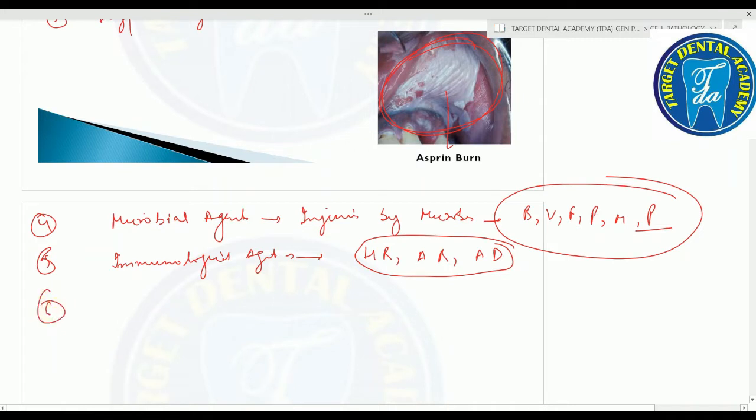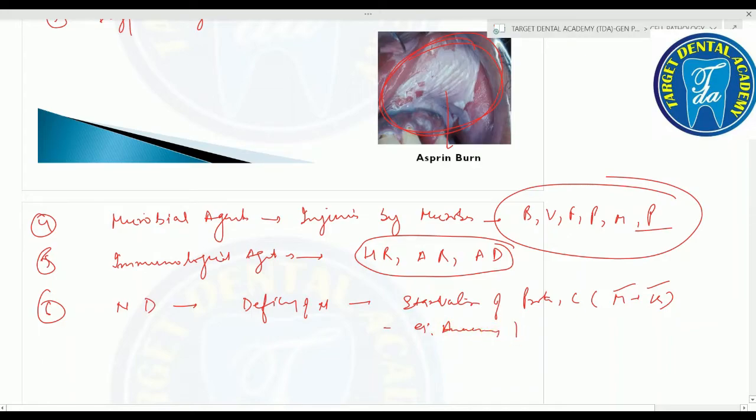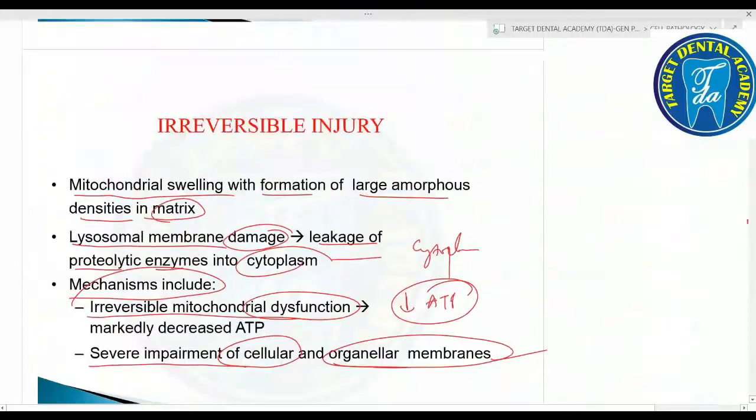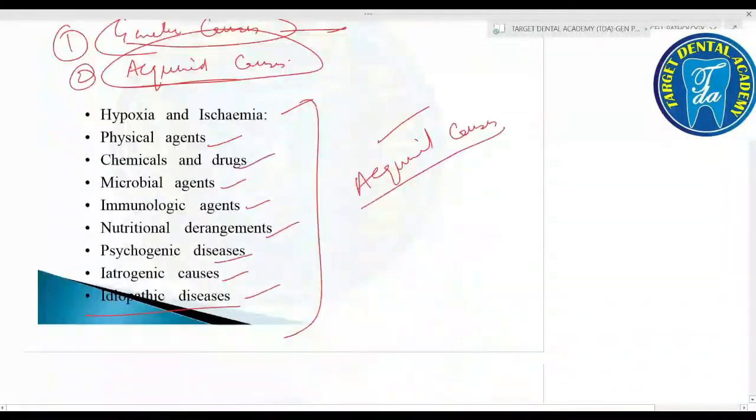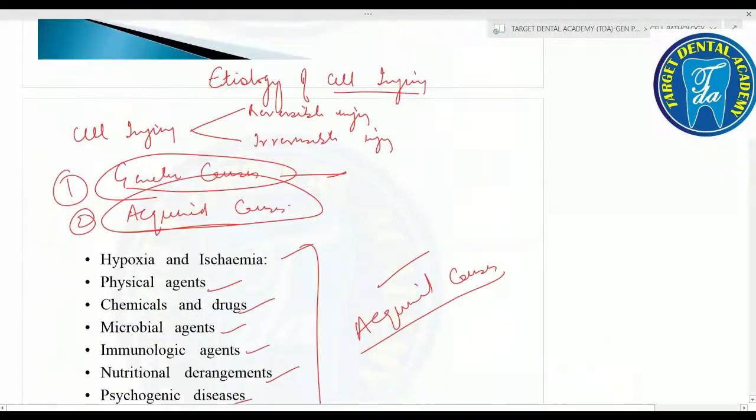Fine. Last is the last cause. It may be due to nutritional derangements, in which there are nutritional deficiency diseases. It may be due to deficiency of nutrients, for example starvation of protein or calorie, which leads to marasmus and kwashiorkor. Right? The marasmus and kwashiorkor, and deficiency of minerals may be due to anemia. So these all are the etiology or the causative agents or the acquired causes of cell injury.